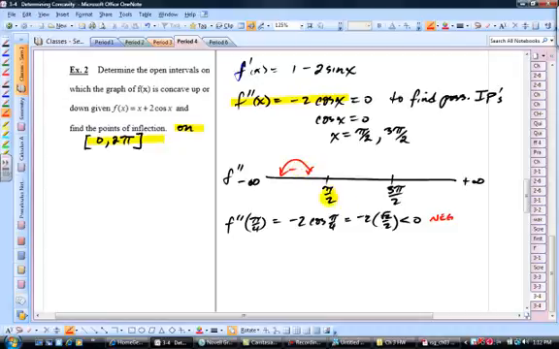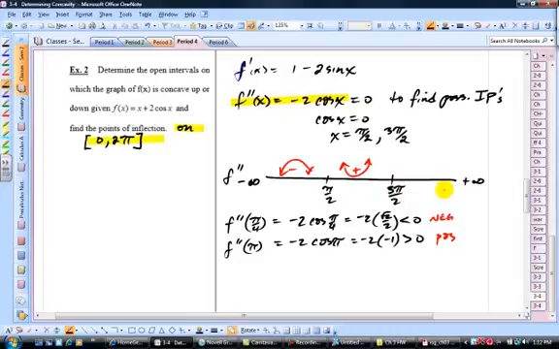Okay, what's happening between pi halves and 3 pi halves? Let's check that out. Let's pick an angle in between there, like pi. That's negative 2 times cosine of pi, which is equal to negative 2 times negative 1, which is positive. Now, if it's positive, that means it's concave up.